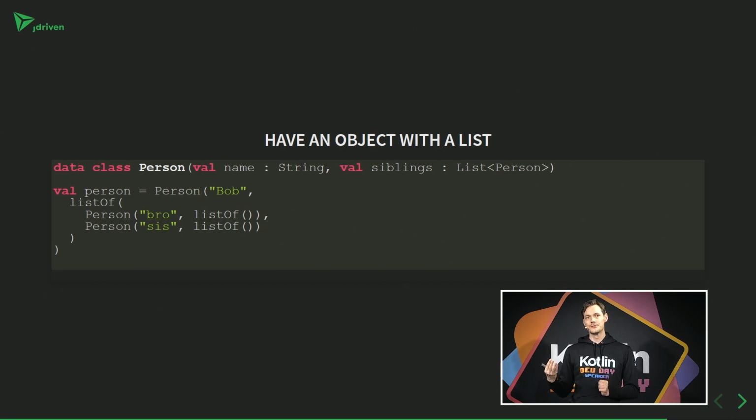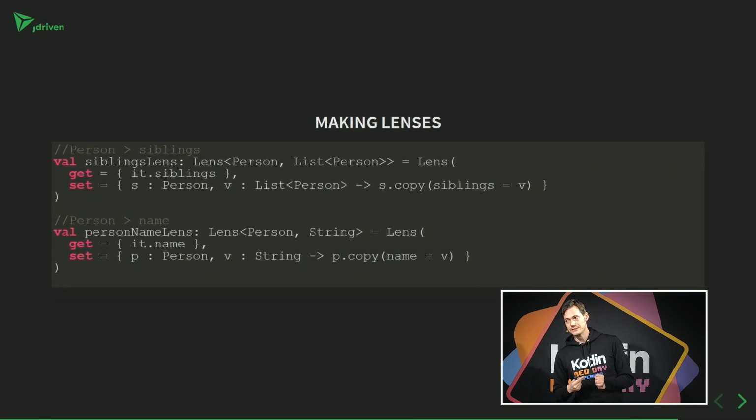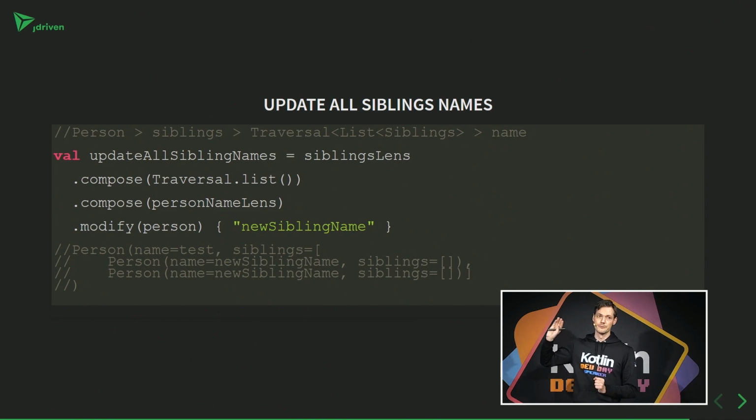So what if we want to change all the names of all the siblings of this person? Let's first create some lenses. So we create a lens that goes from person to siblings, and we create a lens that goes from person to name. Now we can start composing again, and within our composition, we can now add a traversal. So we're creating a lens that goes from person to siblings, then from siblings to a traversal over all those siblings, and from there to name. And now in one operation, we can change the names of all our siblings.